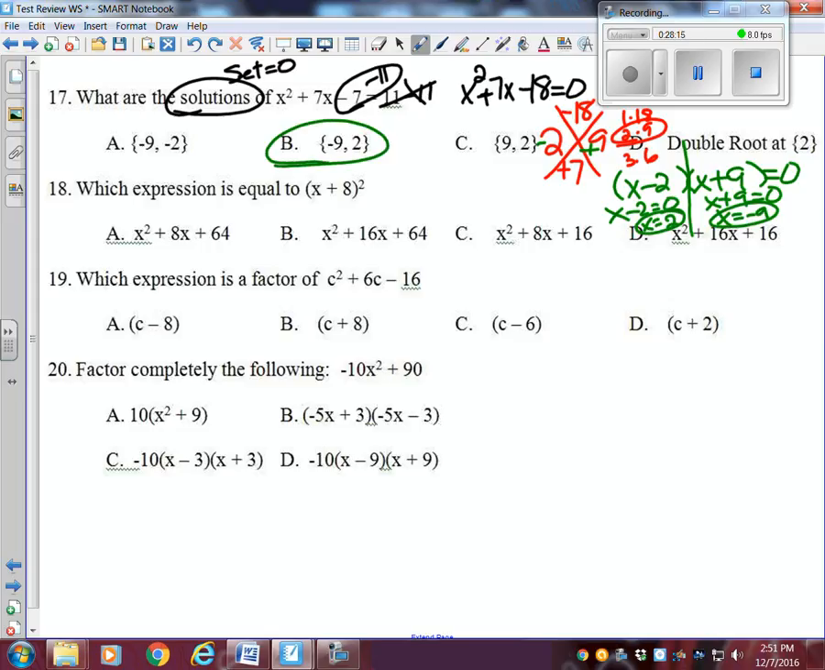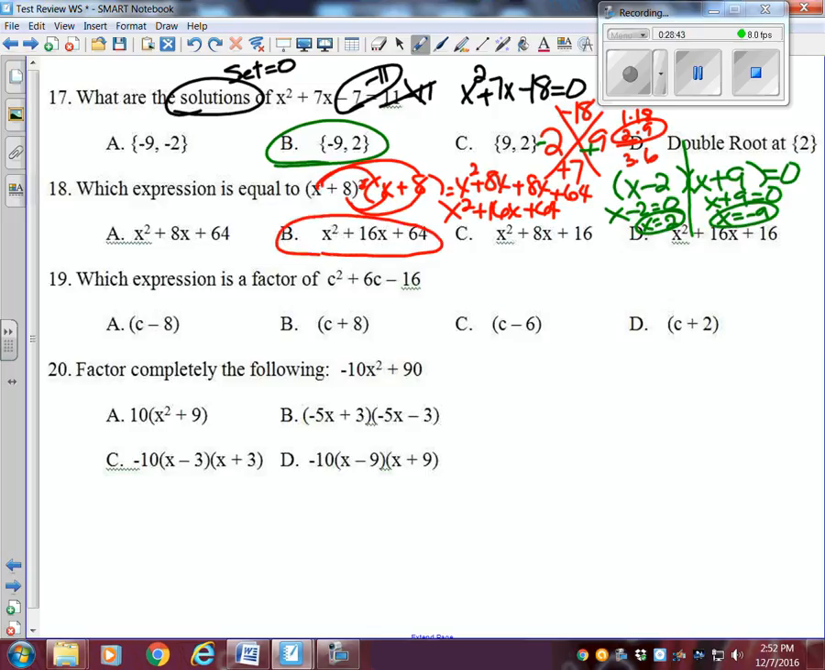What is the expression equal to? I actually just need to multiply this one. So I just need to remember that that's like 2 parentheses just alike. X times x equals x squared, +8x. This is also another +8x. And that's +64. So I believe I get x squared plus 16x plus 64. That's it. B is correct.